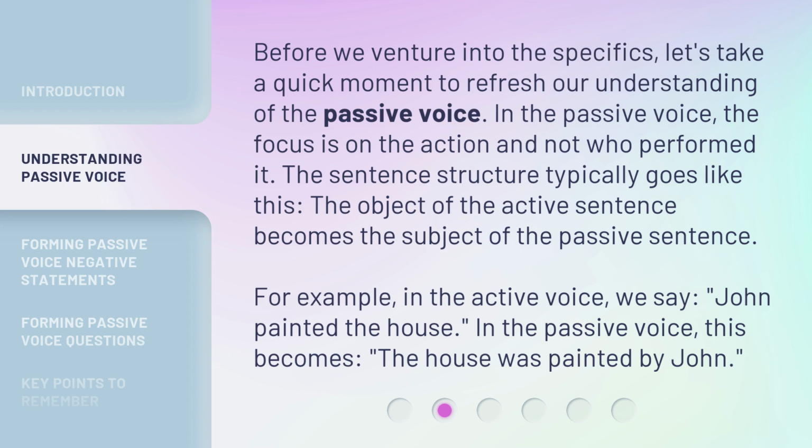Before we venture into the specifics, let's take a quick moment to refresh our understanding of the passive voice. In the passive voice, the focus is on the action and not who performed it. The sentence structure typically goes like this: the object of the active sentence becomes the subject of the passive sentence. For example, in the active voice, we say, John painted the house. In the passive voice, this becomes, the house was painted by John.